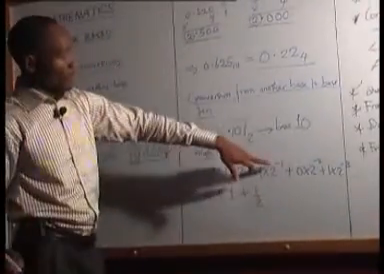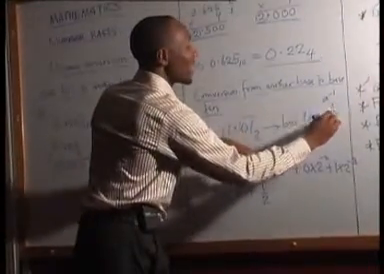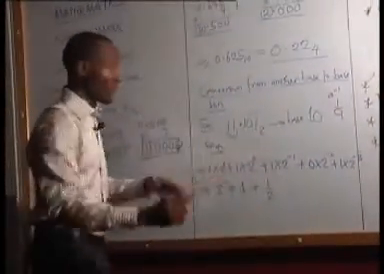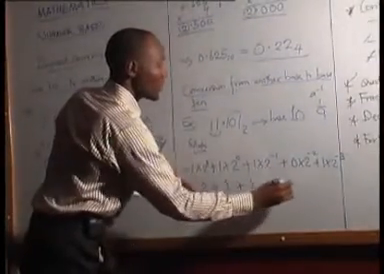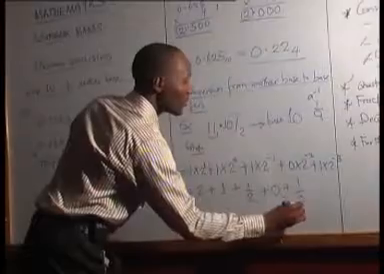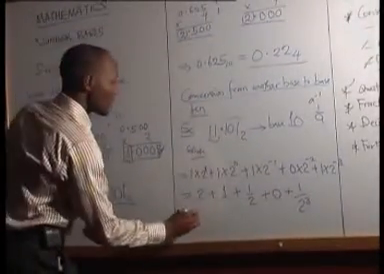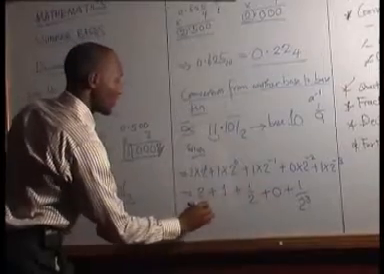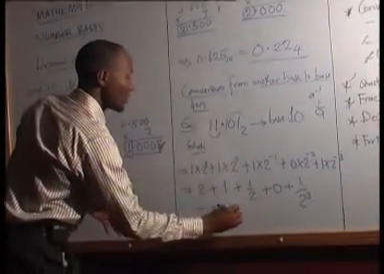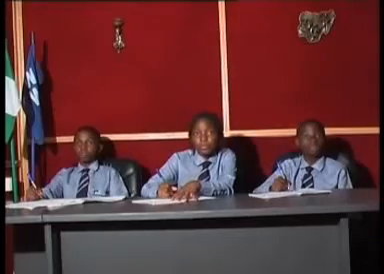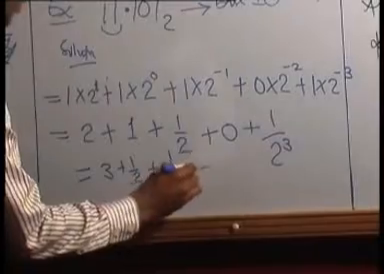If you have a raised to power minus 1, it means 1 over a. That negative means 1 over. This one is 0. 0 times 2, you have a 0. Plus 1 over 2 raised to power 3. Are we there? Yes. So you are going to have 3 and a half, 3 plus half. Plus 1 over 2 raised to power 3. So that's 1 over 8.